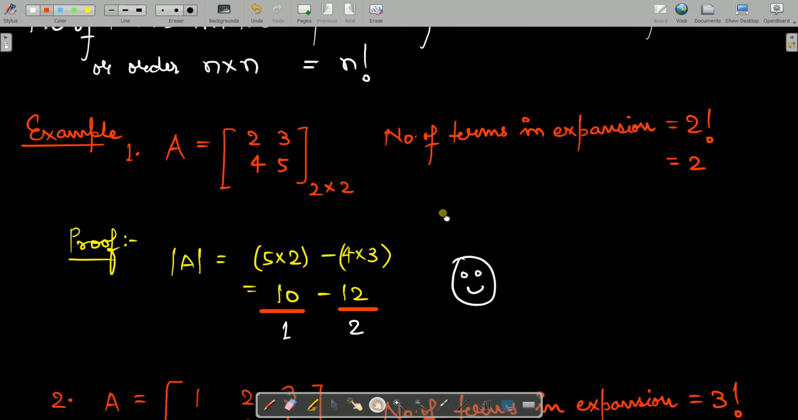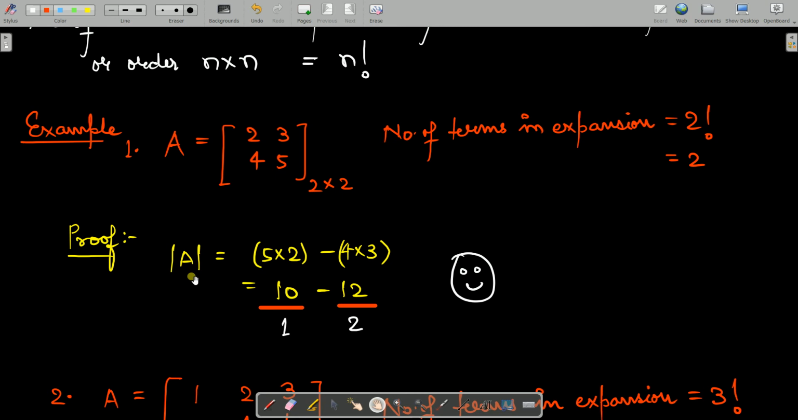So let's prove it. We have determinant A, so you can simply write 5 into 2 and then minus 4 into 3. If you multiply 5 into 2, you get 10, and if you multiply 4 into 3, you get 12. How many terms are appearing? 2 terms, yes. The first term is 10, the second term is minus 12. So 2 terms are appearing, which we have verified from this formula.